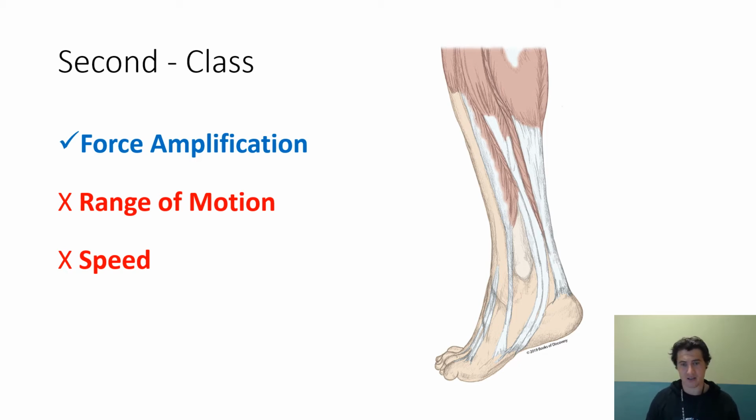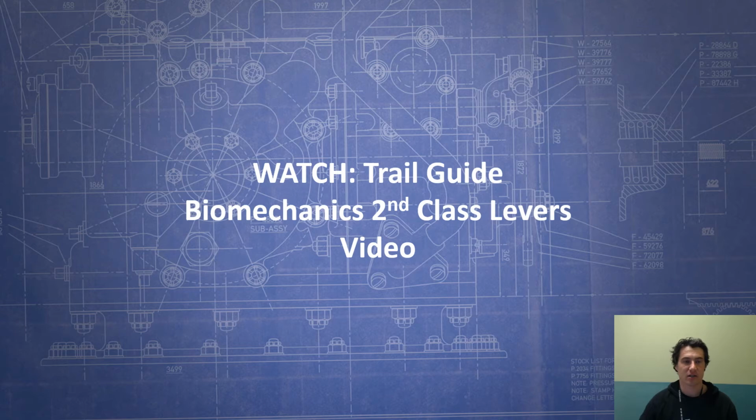Your body is the resistance that it's moving, and then the pivot is happening at the end, just like a wheelbarrow where the pivot is at the wheel. Same thing. Check out the video on second class levers, really good visual and some good application to real life.